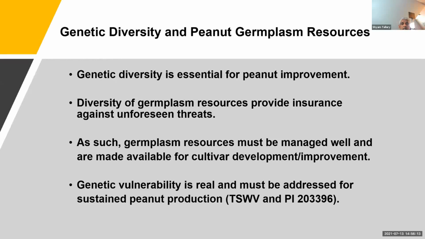But it is a real issue, and those of us who observed or experienced it back in the late 90s and early 2000s saw the severity of tomato spotted wilt virus in southeastern production. Georgia Green was the only variety at that time that had field tolerance to this virus. And the resistance came from PI 203396, which is maintained in the Griffin collection.